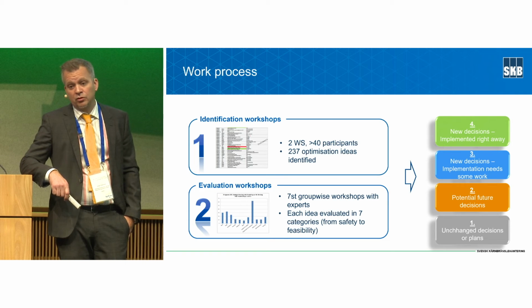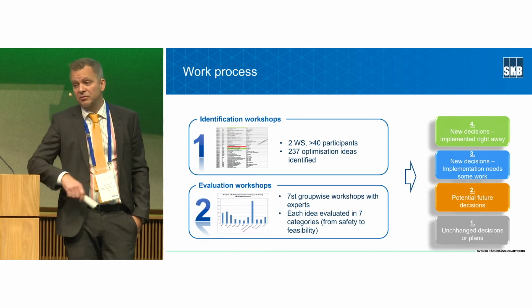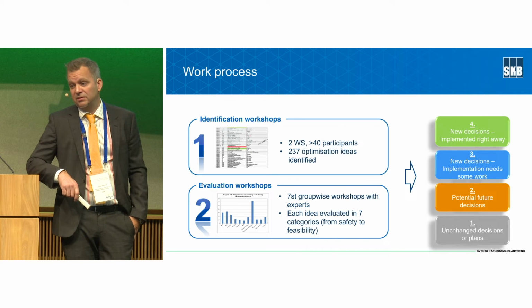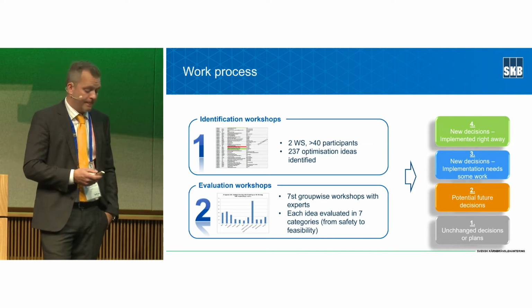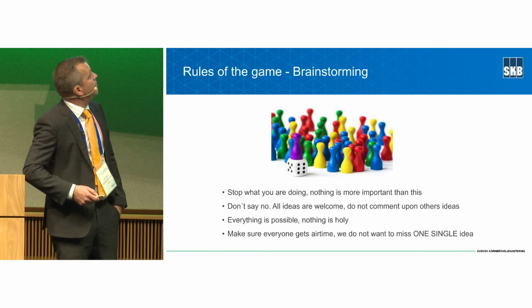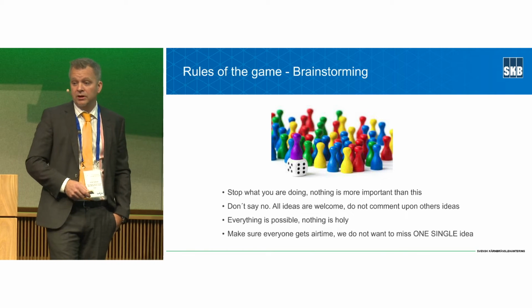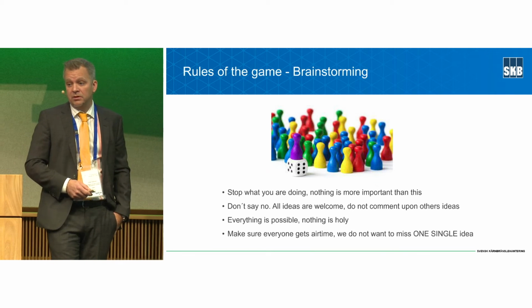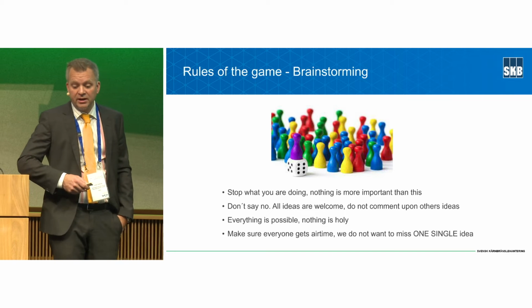And of course, we had a lot of ideas that we put in box 1: we have come too far. We cannot go back too much in time. It's a good idea, but it's not feasible given where we are and the kind of situation we have today. I think I skipped this one. It's just some rules that we have for the identification workshop, just to make people be creative.